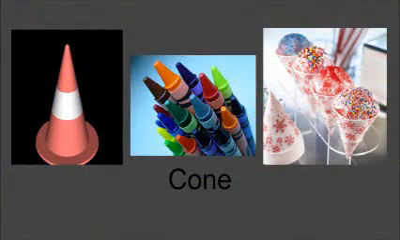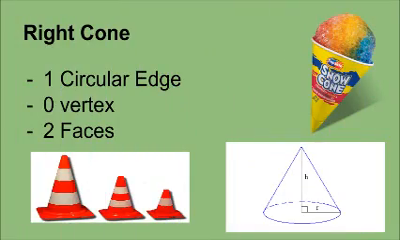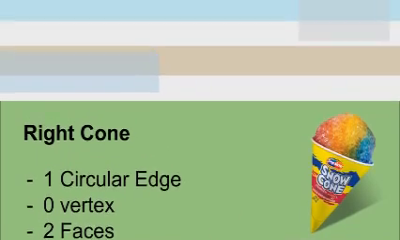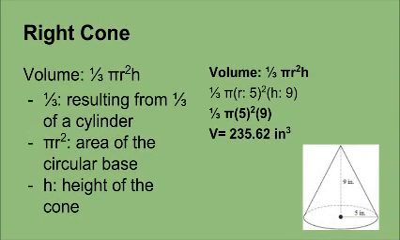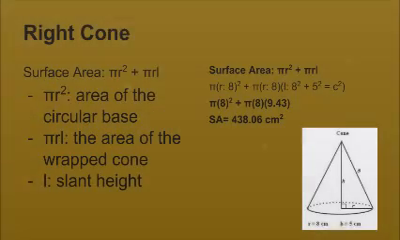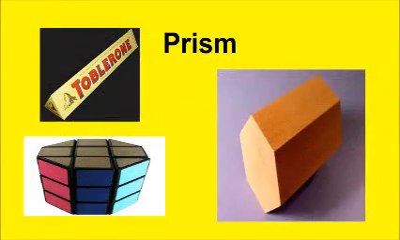An example of a cone is an ice cream cone. The next time you buy an ice cream cone, think about how much ice cream it can fit. To find the amount of ice cream that can fit in the cone, you use the volume formula, which is 1/3 pi r squared times height. To find the amount of cone that you're eating, you use the surface area, which is pi r squared plus pi r times slant height. An example of a hexagonal prism is a pencil or a beehive.